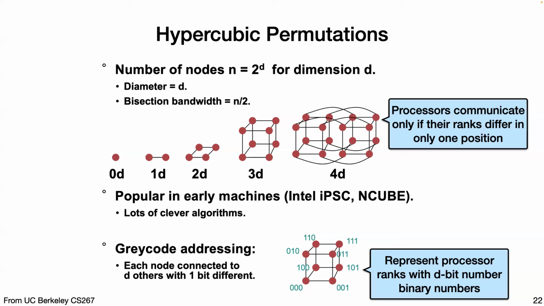They communicate only if their ranks differ in one position in this bit string representation. Ranks are just the indexing of your nodes. If you have n nodes, the ranks go from 0 to n minus 1. This differing by one bit is called Gray code addressing. Hypercubes can extend into arbitrary dimensions; in 3D, it's a cube. This was really popular in early distributed computing, and it turns out that a lot of algorithms can be easily implemented on hypercubes.